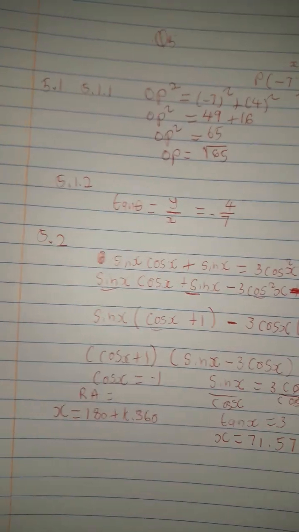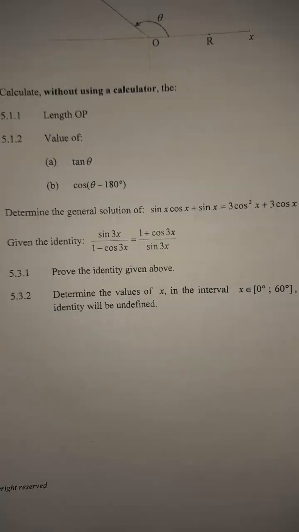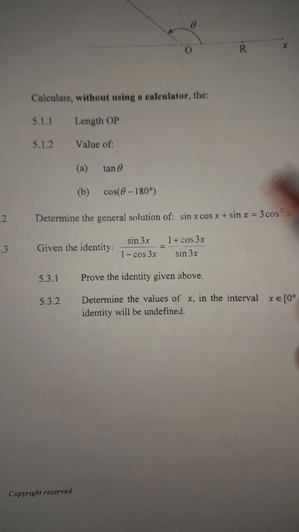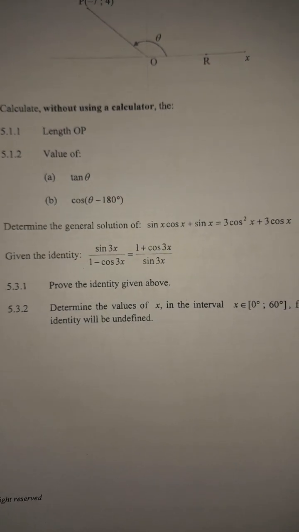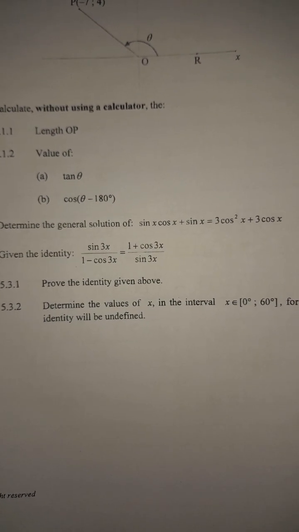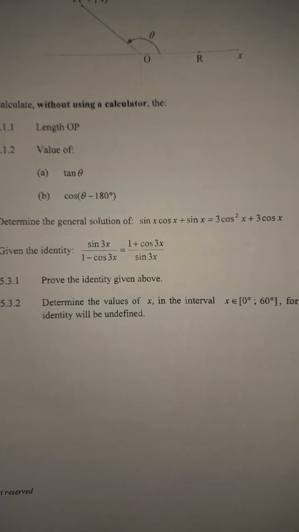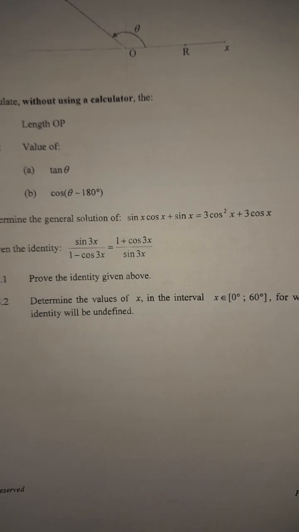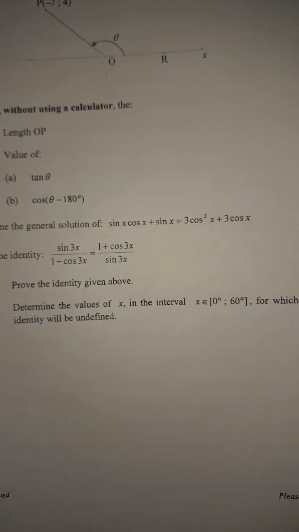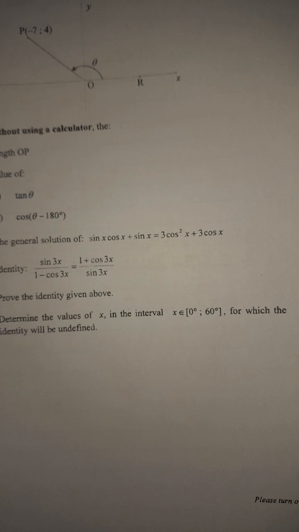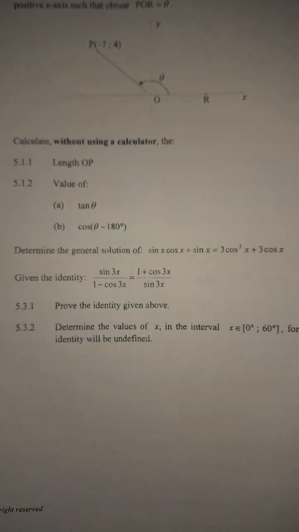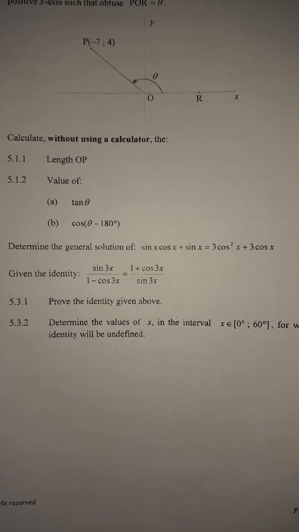So guys, let's go to the other remaining questions. We are given an identity, which is sin 3x all over 1 minus cos 3x, which is equal to 1 plus cos 3x divided by sin 3x. So we have to prove the identity above. Then 5.3.2, we need to determine the value of x in the interval, x is an element of 0, for which the denominator will be undefined. Without wasting time, let's put this into practice.